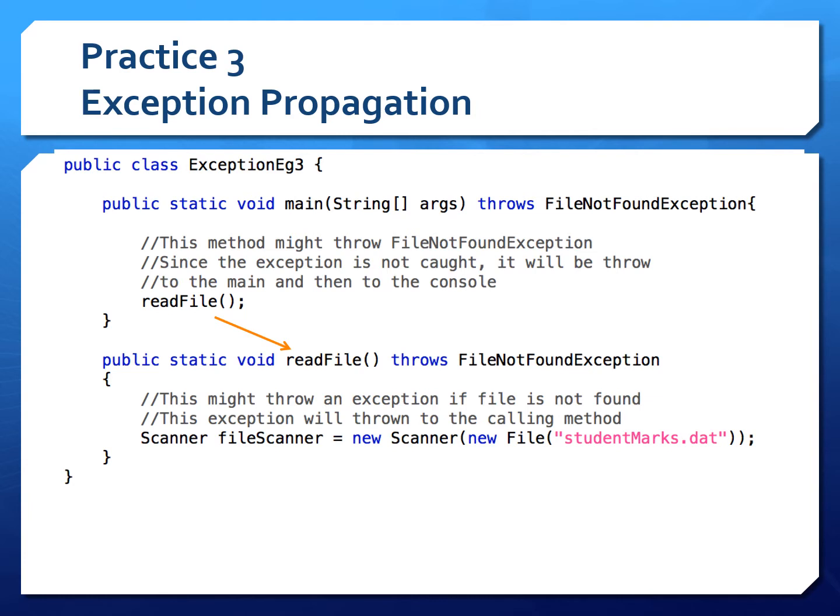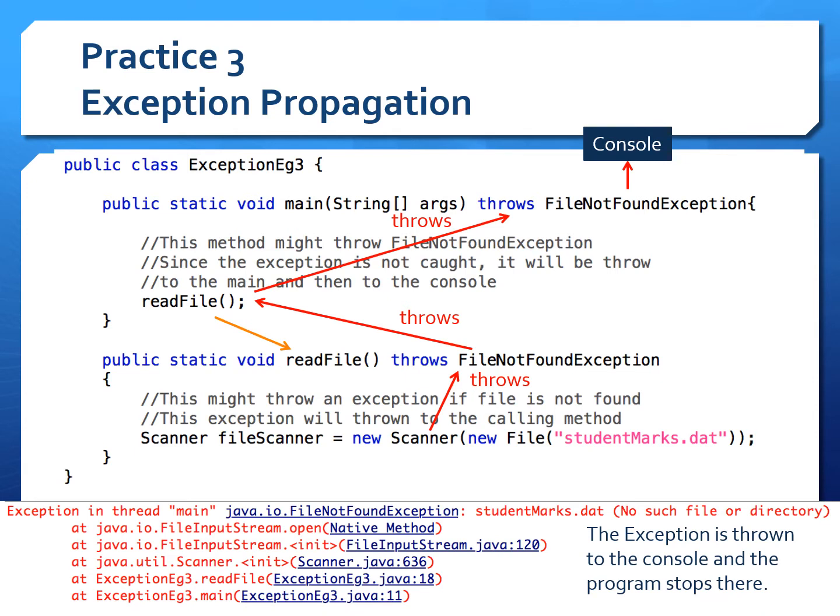In this practice 3 example, the main method will call the readFile method. In the readFile method, if the file is not found, the Scanner class will throw FileNotFoundException back to the readFile method in main. And the readFile method in main will throw the FileNotFoundException to the console, and the program stops there. Pause the video, code and test this example.